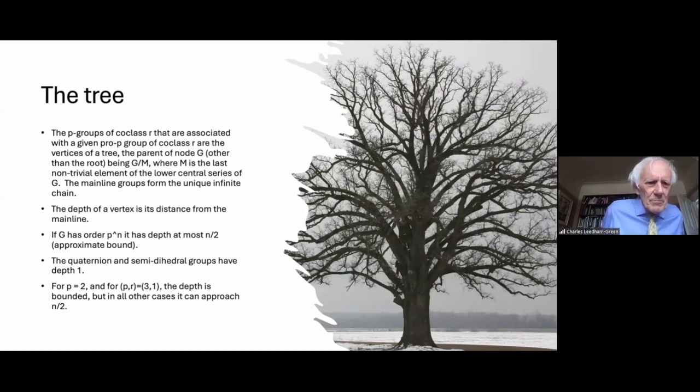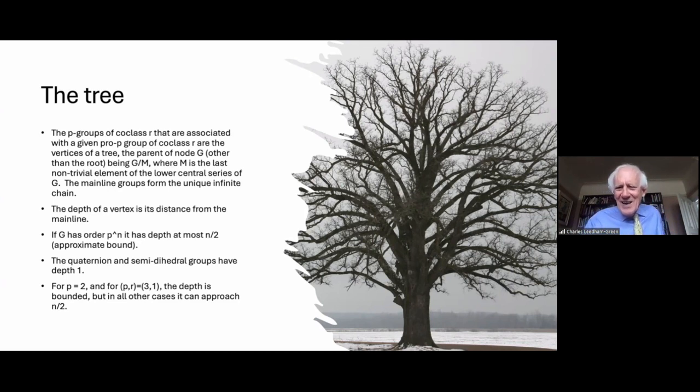So, the tree. We've seen how the p-groups of co-class r, with finitely many exceptions, are associated with a pro-p group, and each of these pro-p groups gives rise to a tree. The vertices of the tree are those p-groups of co-class r which have a quotient which is also a quotient of that pro-p group and of none other. So you have a main line, and the tree seems to have been drawn with the root at the bottom, which is reasonable enough, I suppose.